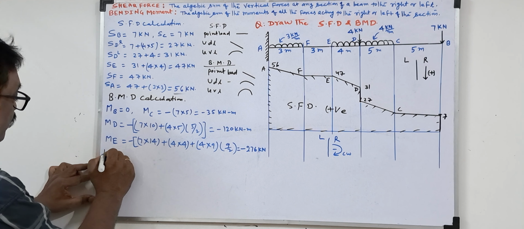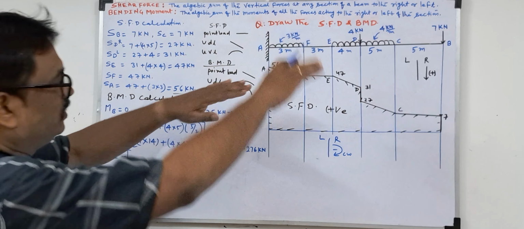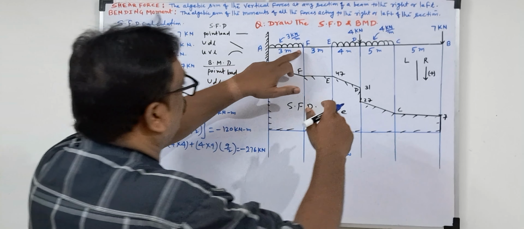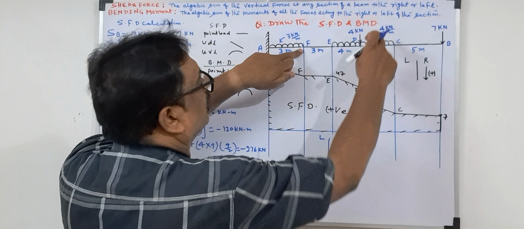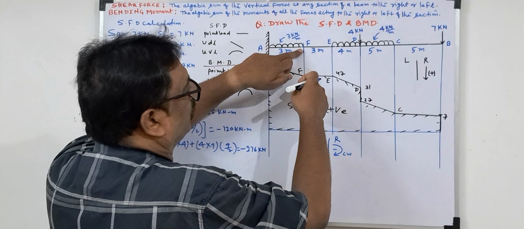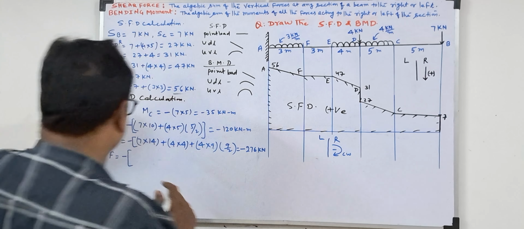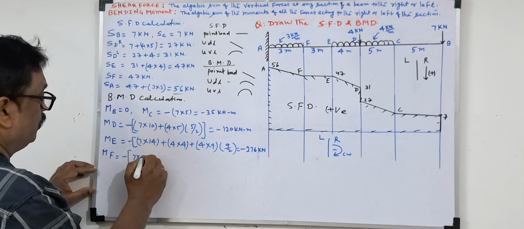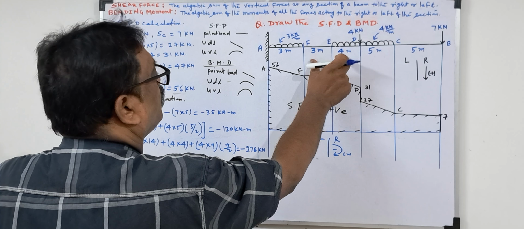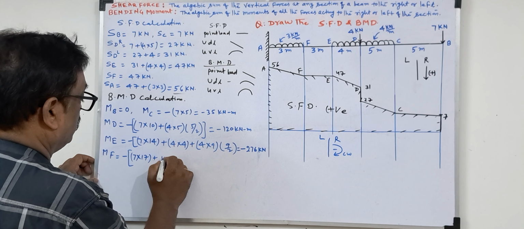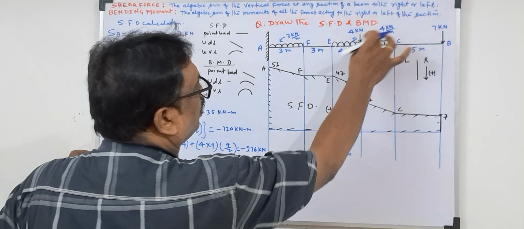Now moment at F. See, take the negative common because everything is clockwise. At F this point is fixed, and with respect to this point everything will rotate. 7 will rotate, UDL will rotate, and the point load will rotate. 3 forces are there. So 7 into 17, first point load. Then the other point load, 4 into 7, plus 4 into 7. This is also a point load. Now UDL, first convert to load.